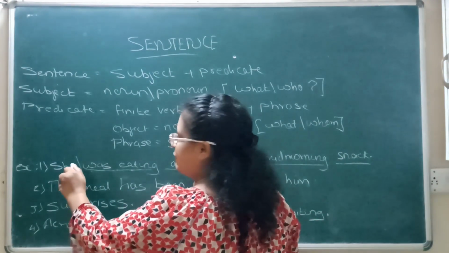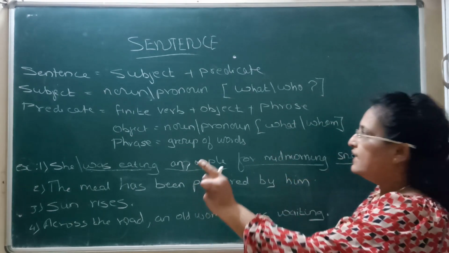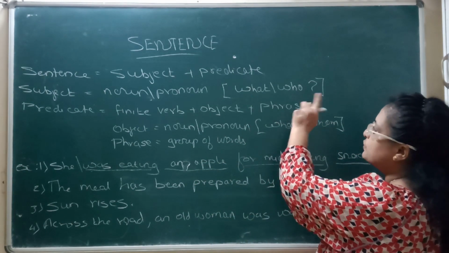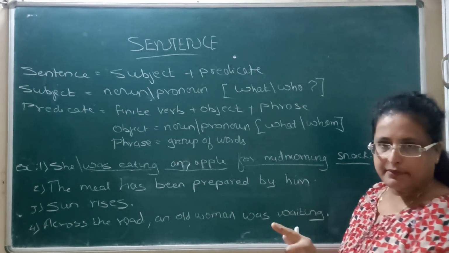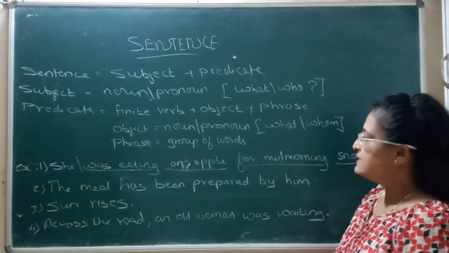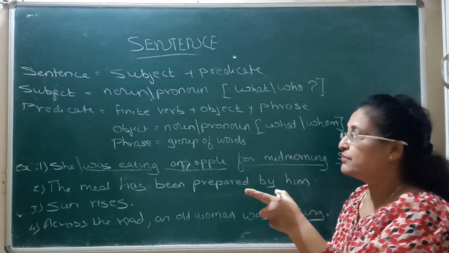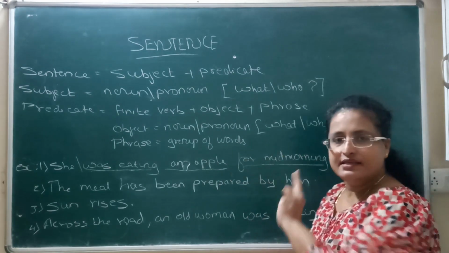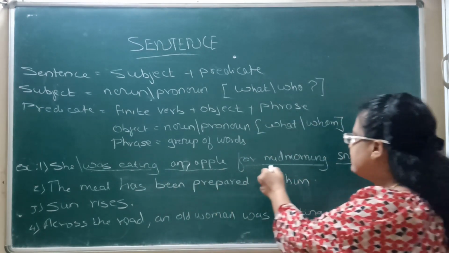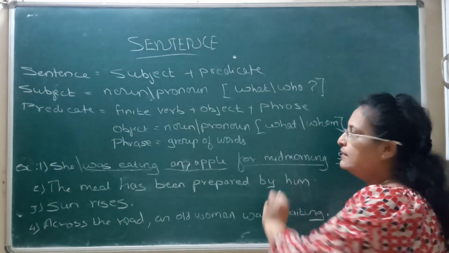Now to confirm whether it is a subject, what did I ask you? You ask a question, what or who. Now she is a human being, so you ask a question, who was eating an apple? You get an answer, she was eating an apple. So she is the subject. Was eating an apple for mid morning snack is the predicate.